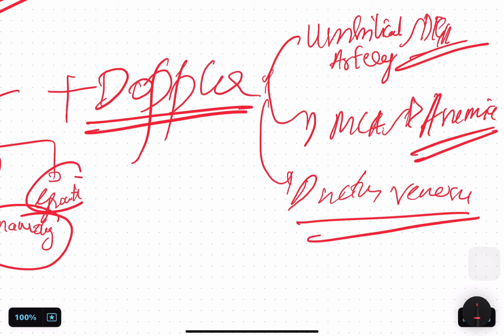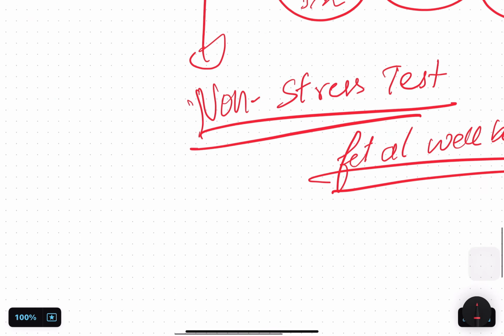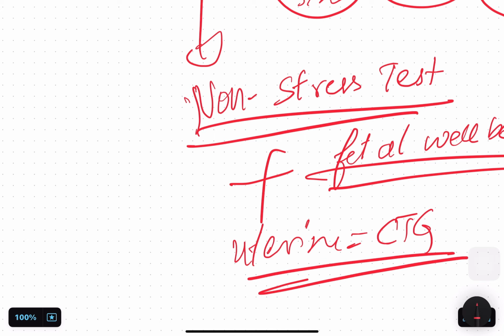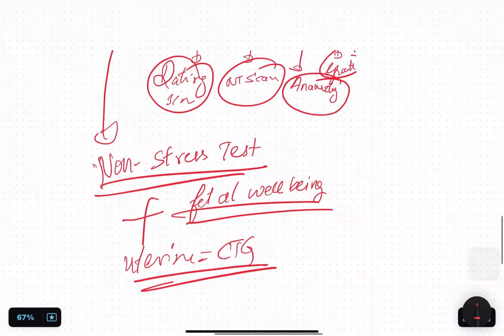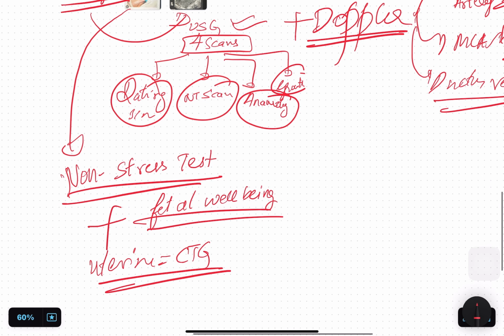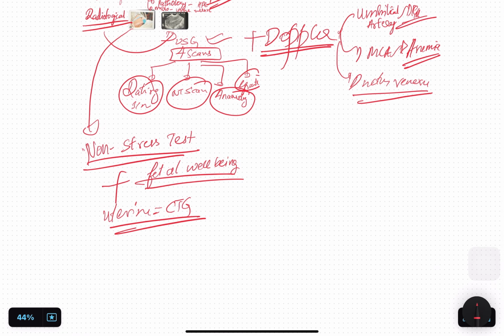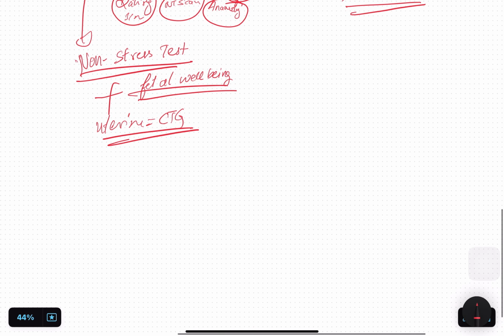So what are the major things? Ultrasound, Doppler, then NST. NST with uterine contraction is CTG. Then you check the heart rate, that is, the fetal heart rate is measured. I think now you have a fair idea of the investigations which I do. Correct, no? Now what do you think is the next thing?